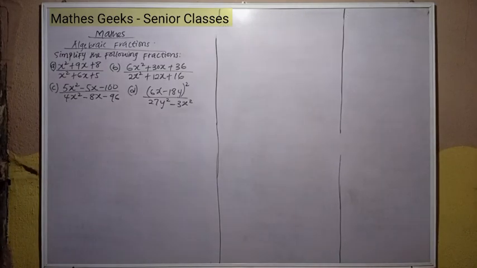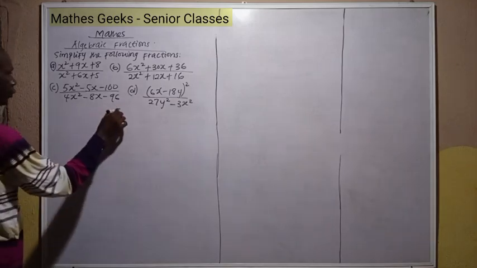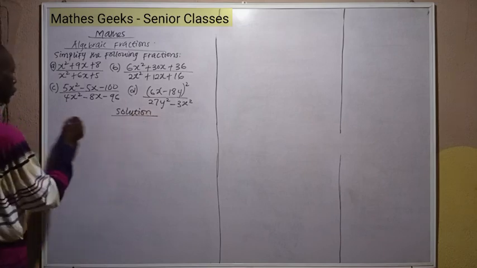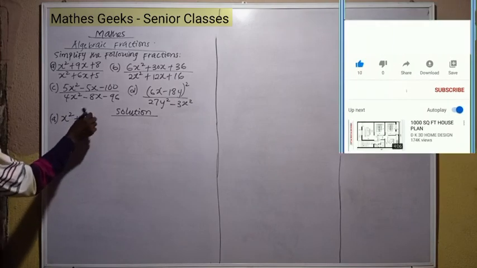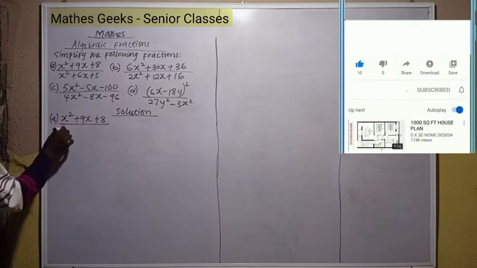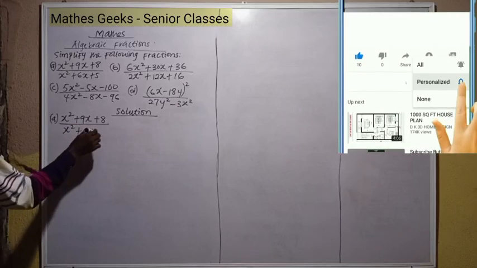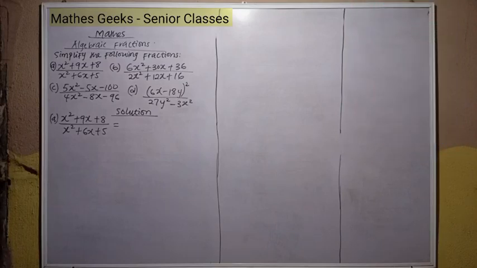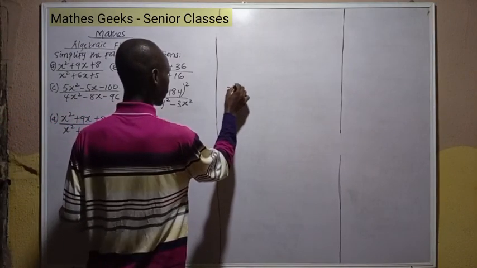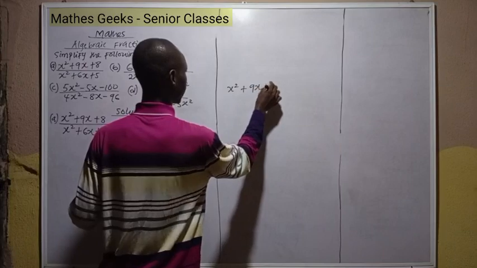Okay, we're going to simplify these examples also. So let's begin. Solution A will give us x squared plus 9x plus 8 over x squared plus 6x plus 5 equals to, so you discover that both the numerator and the denominator, the expressions there are quadratic. So we're going to simplify them. The first one, by simplification, will give us x squared plus 9x plus 8.